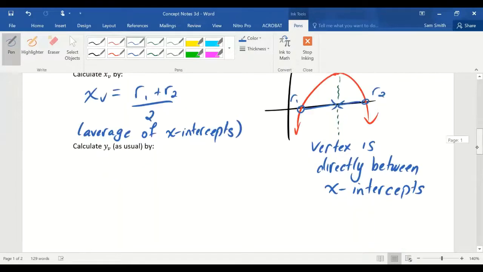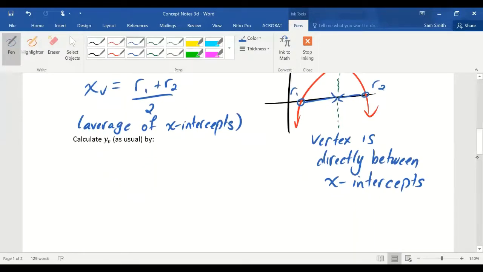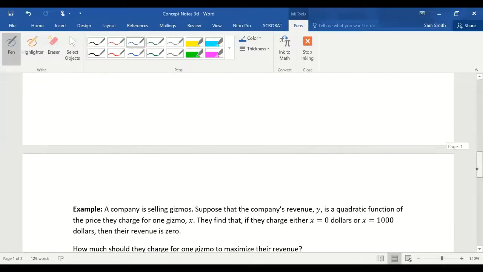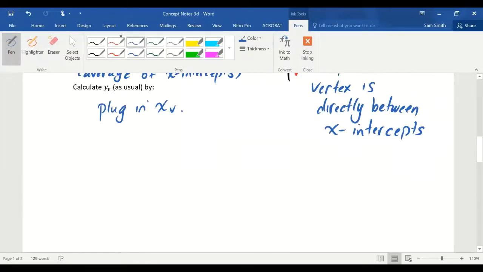Now, once you've gotten the x-coordinate of the vertex, the y-coordinate of the vertex comes quite cheaply. As always, just plug in xv to determine yv. Now, let me make it concrete with a short example.